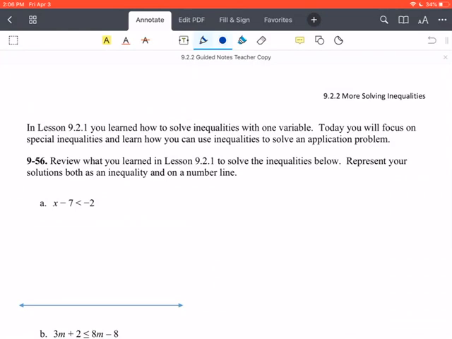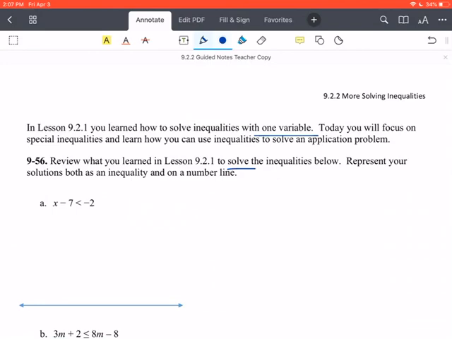All right, it says in lesson 921, you learned how to solve inequalities with one variable. Let me get my pen. Today we are going to focus on special inequalities and learn how you can use inequalities to solve application problems. That will be on the back of your note sheet. So number 56 says, let's review what we did on the last lesson by solving the inequalities below.